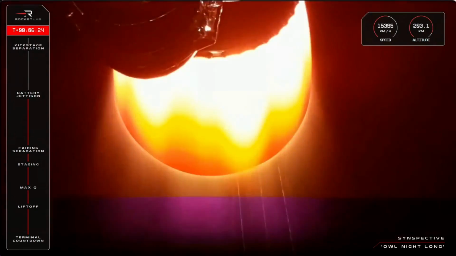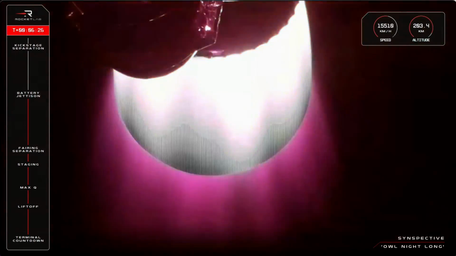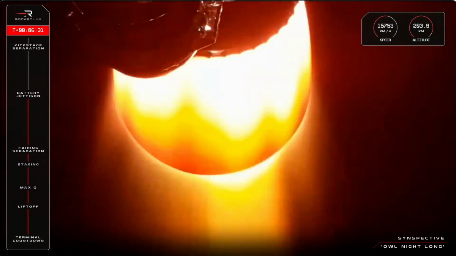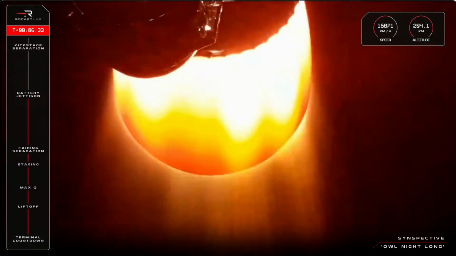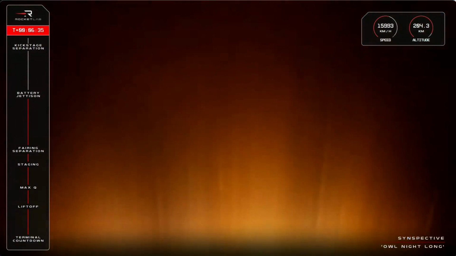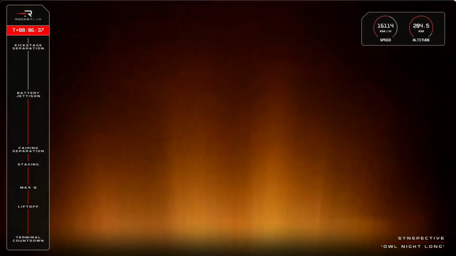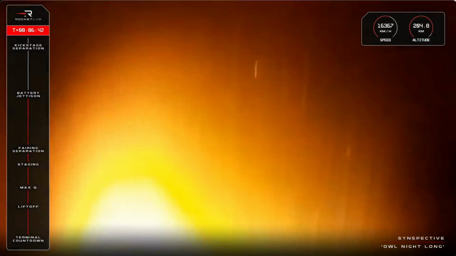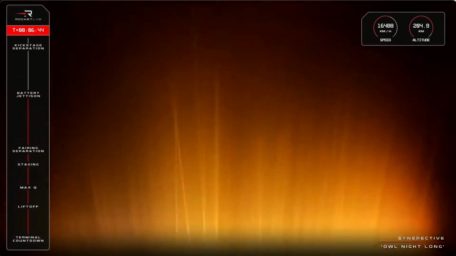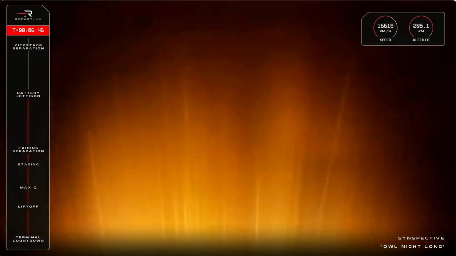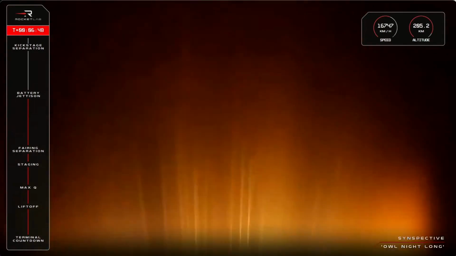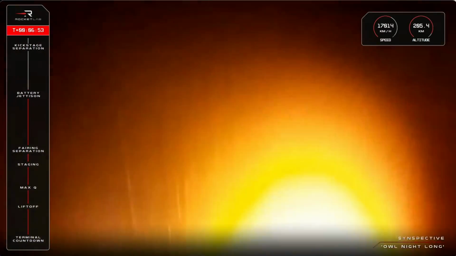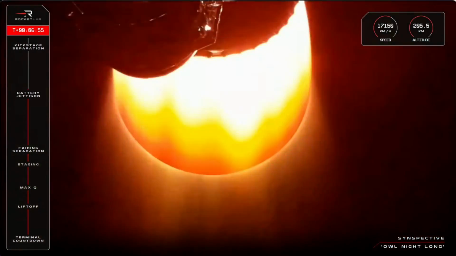Hot swap successful. Stage 2 propulsion holding nominal. Battery jettison confirmed. And there we go, successful battery hot swap. Electron is now traveling at over 16,000 kilometers an hour and is at an altitude of just over 200 kilometers. And with that hot swap completed, we are approaching second engine cutoff, or SECO. This is just a few minutes away, expected to occur at around T plus 9 minutes and 5 seconds.